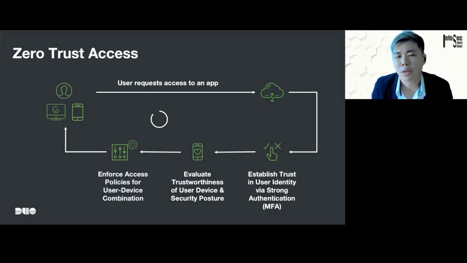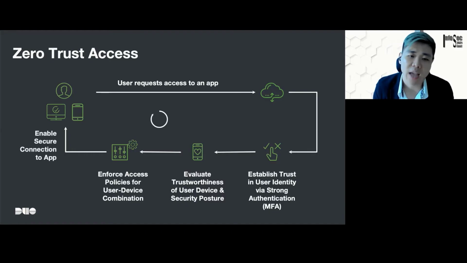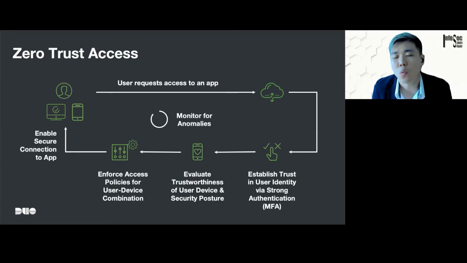And finally, we put a combination of those policies, the user's IP address, the location, the device health, and the user's identity into an access policy control. And that is how we can enable a secure connection to the application. And of course, on an ongoing basis, you would also want to monitor for anomalies.